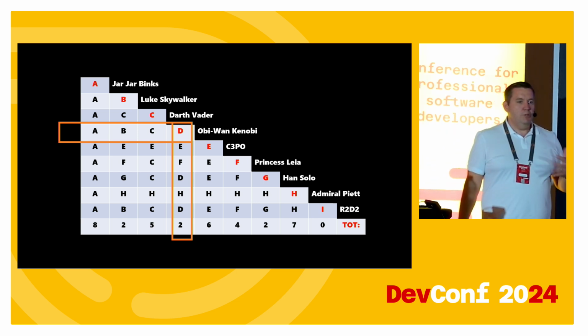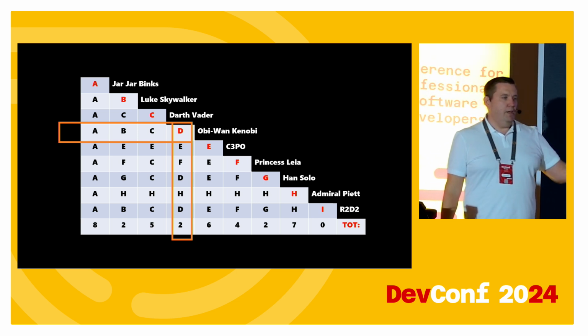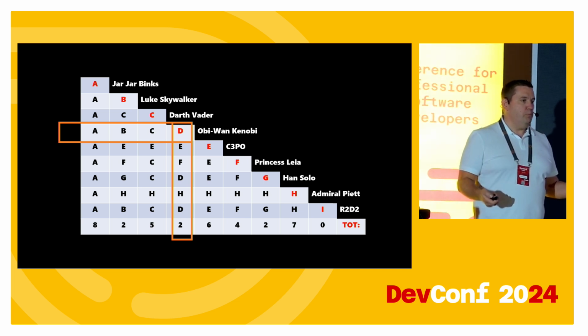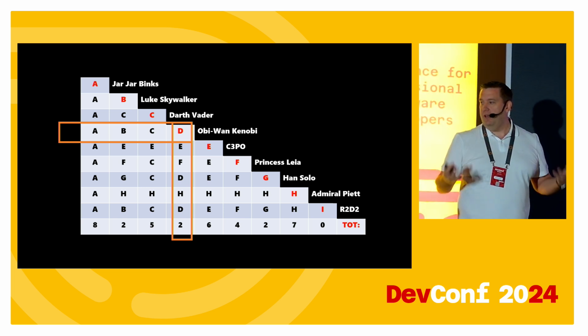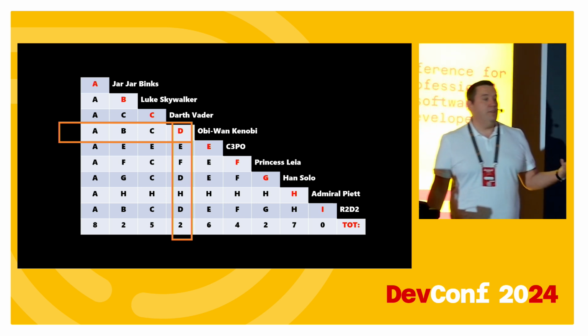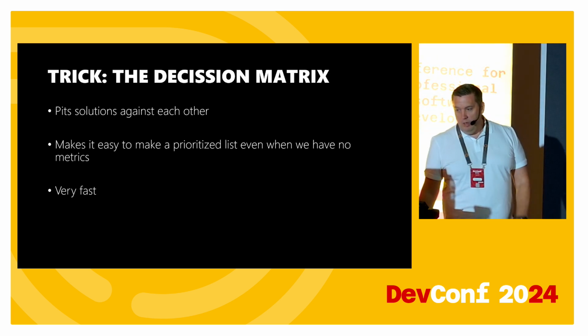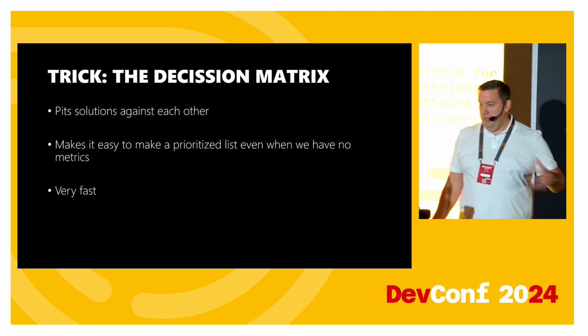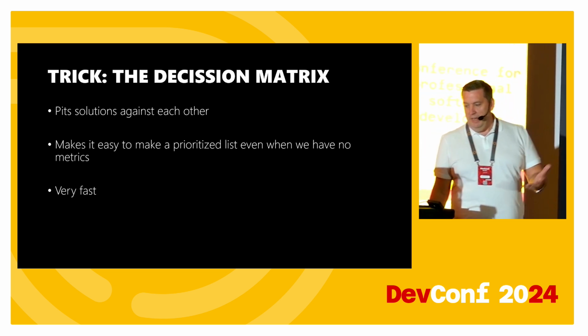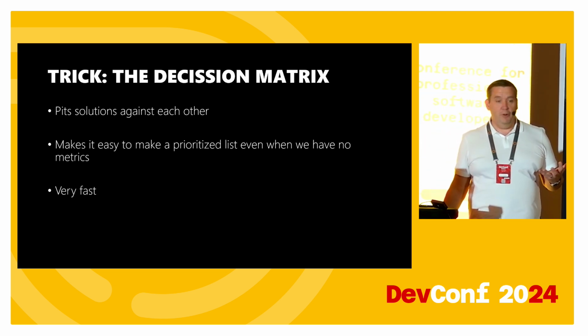All right. So it's a very, very simple way of generating an ordered list when we have so much context and information that we can't really think about it. So that's the decision matrix. Pit solutions against each other, it makes it really easy to have a prioritized list even when we don't have any metrics.